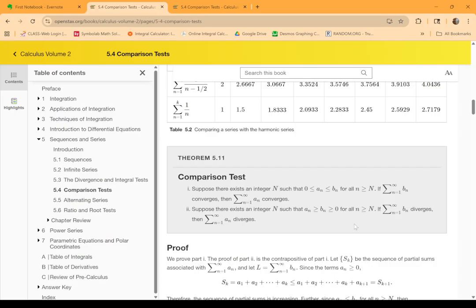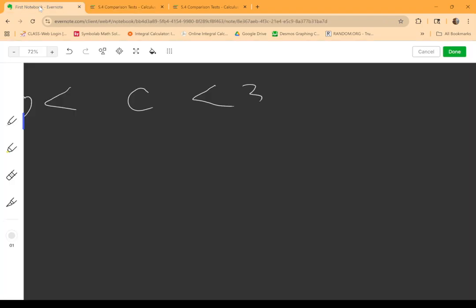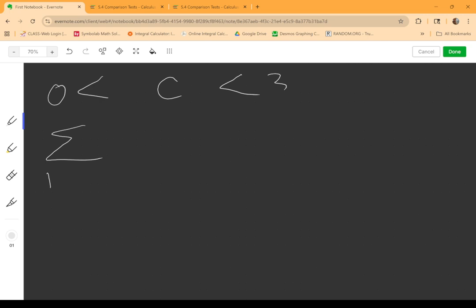Now on the opposite end, if a sub n is bigger than b sub n, which is bigger than 0, again always bounded by 0 on the lower end, then if b sub n diverges, a sub n must also diverge, because it is bigger than b sub n. All right, let's look at some examples. So we're going to be using the comparison test here.